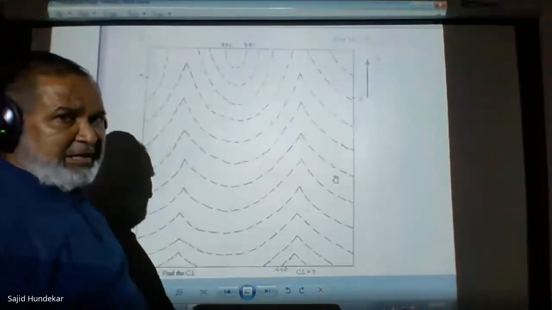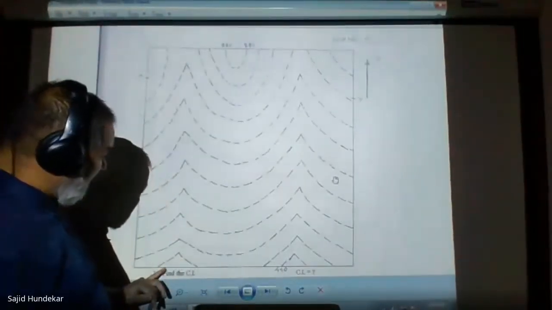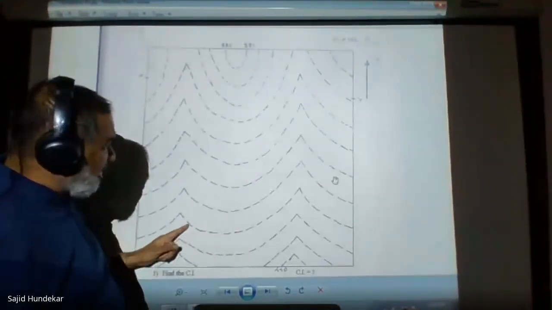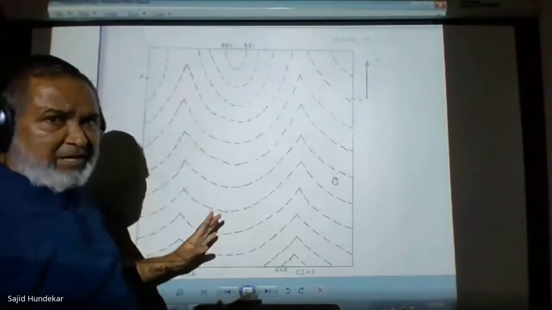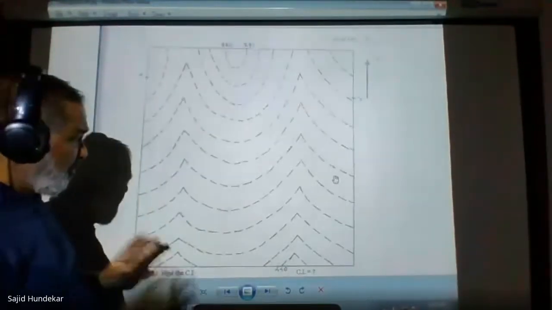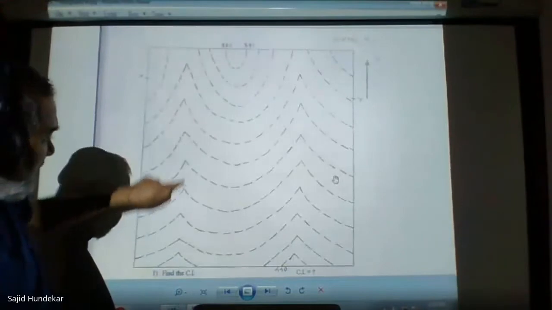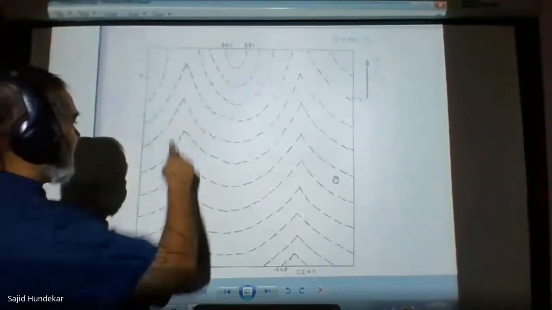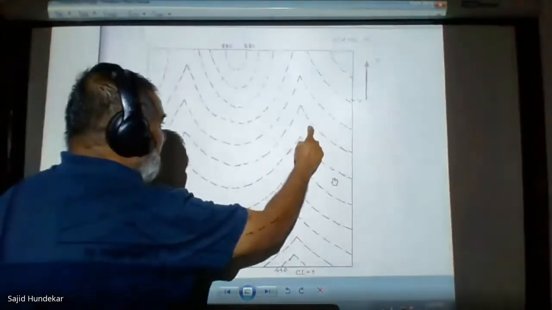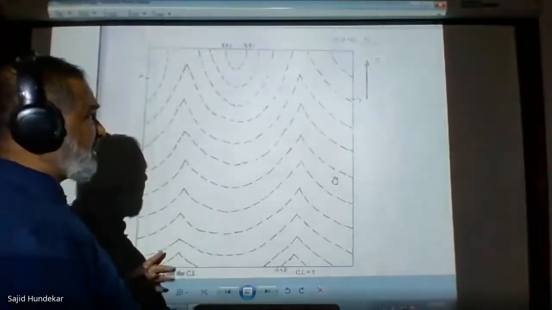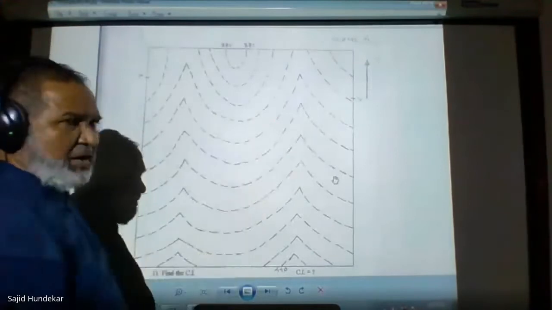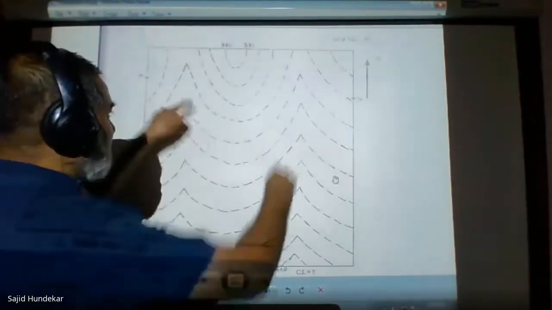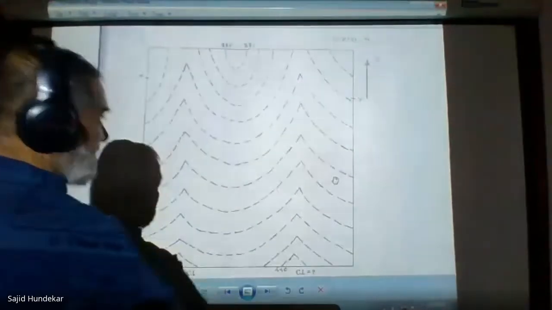This is your second sentence. Third sentence: the contour interval is 40 meters. All contours are equally spaced. That is the third point. Fourth point, V1. Now here there are two valleys. So the left-hand side one we will write V1 and this one V2. Whether you write V1, V2 is your choice, but we will always write from the left. V1 and V2 running toward the south.